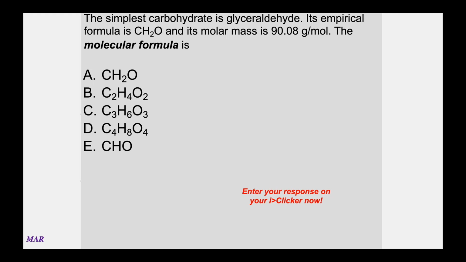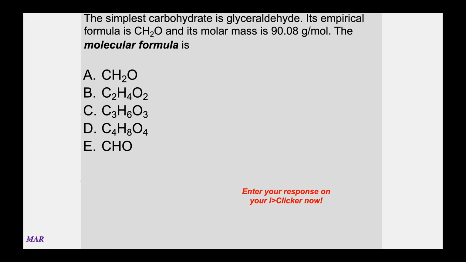The simplest carbohydrate is glyceraldehyde. Its empirical formula is CH2O. The molar mass of the whole thing is 90.08 grams per mole. So which one of these represents the molecular formula? Now the molecular formula will be some ratio of CH2O. So CH2O, and A, it could be. If you take CH2O twice, it would be C2H4O2. That would be answer B. Times 3 would be C. It definitely will not be E, because CHO would be 1-to-1-to-1. You have 2 hydrogens per carbon per oxygen, so that's not going to be right.